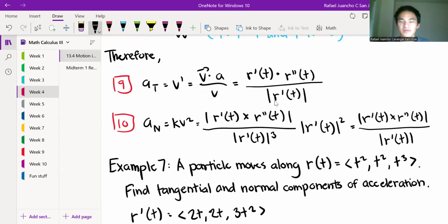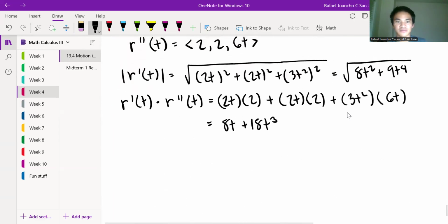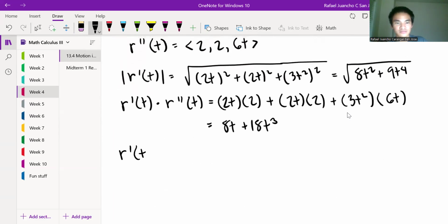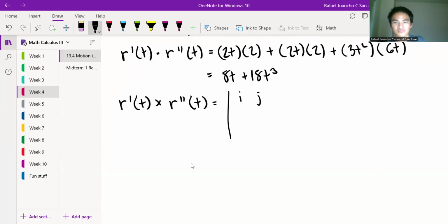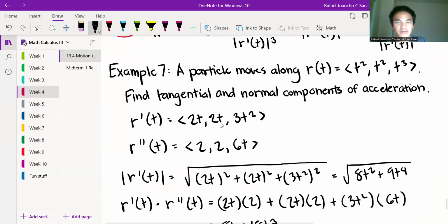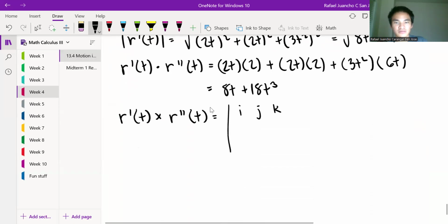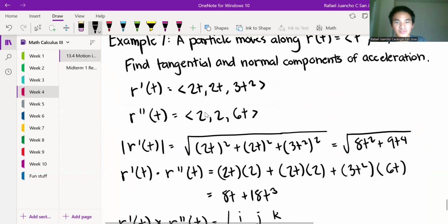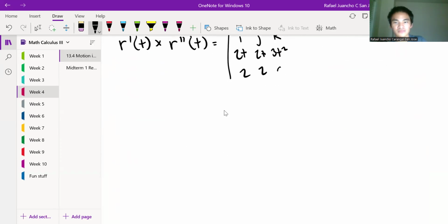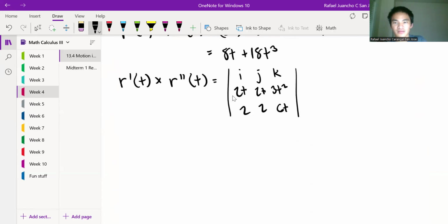And lastly, what else do we need? We have the dot product, we have the magnitude of my first derivative. Now I need the cross product and its magnitude. So let's get the cross product. Where am I? r prime is 2t, 2t, 3t squared, and my r double prime is 2, 2, 6t. Okay, then now I can do my cross product here.